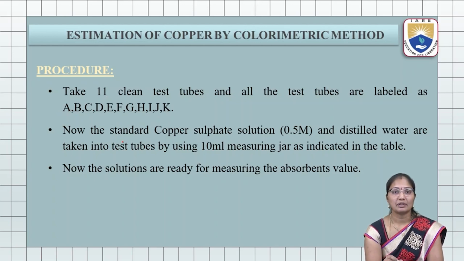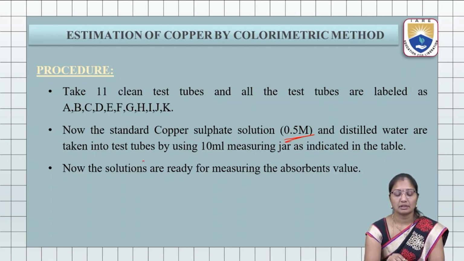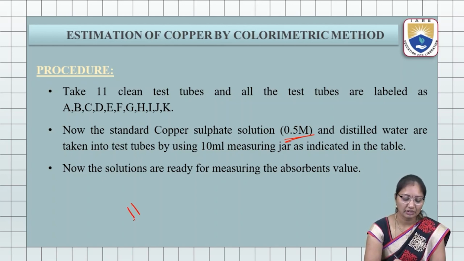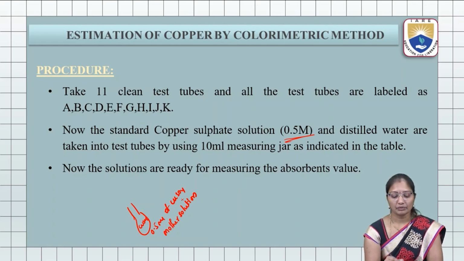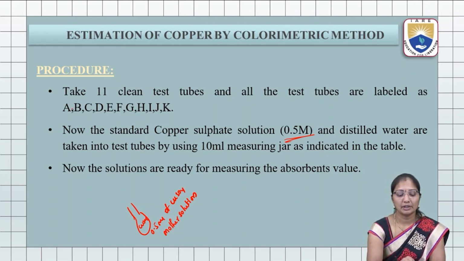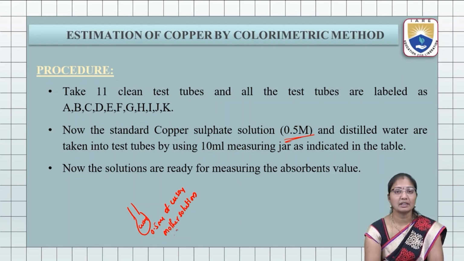Now a standard copper sulfate solution, or mother solution, of 0.5 molar concentration of copper sulfate has to be prepared. Suppose this is the copper sulfate solution, 0.5 molar. This is the mother solution, 0.5 molar copper sulfate, CuSO4. Now we have to dilute and prepare the A to K solutions using this mother solution.